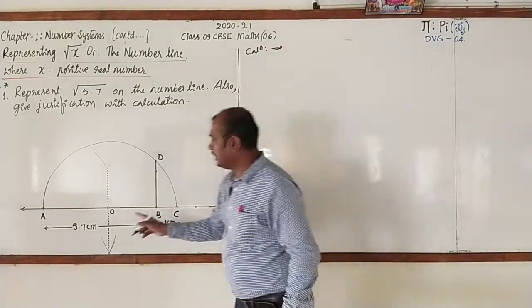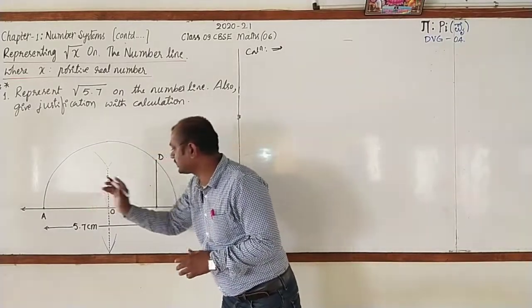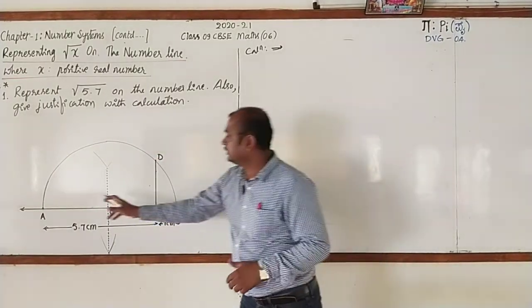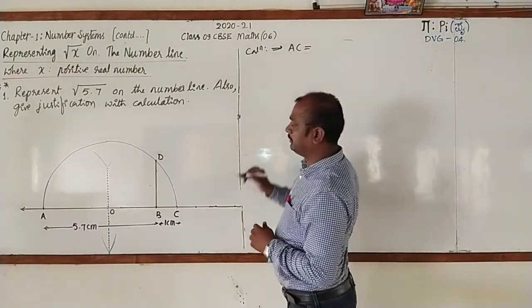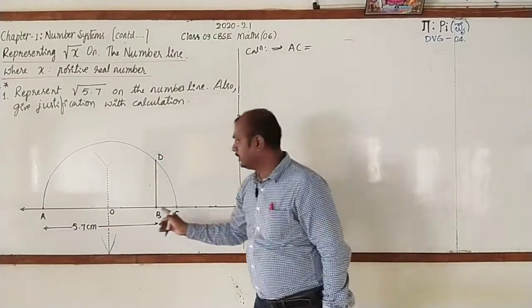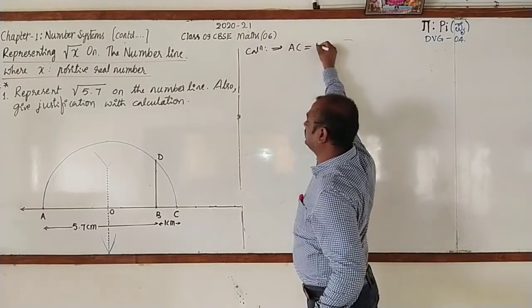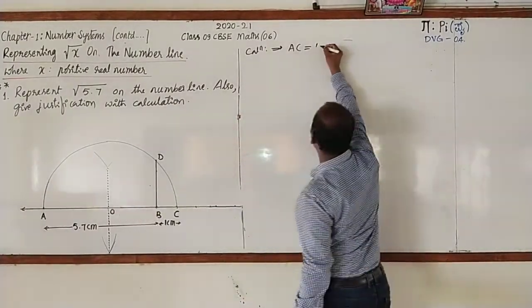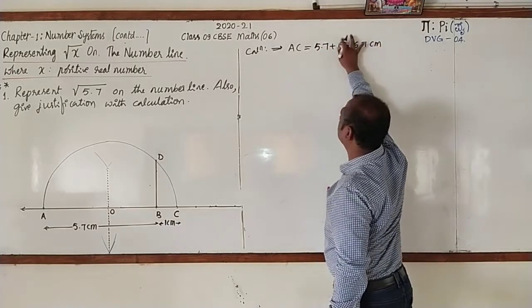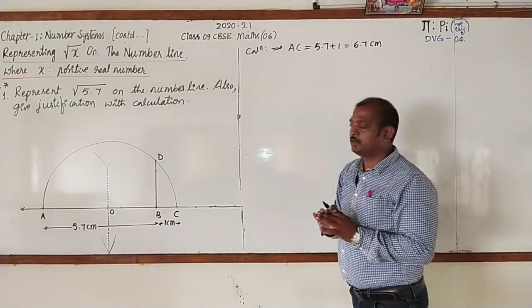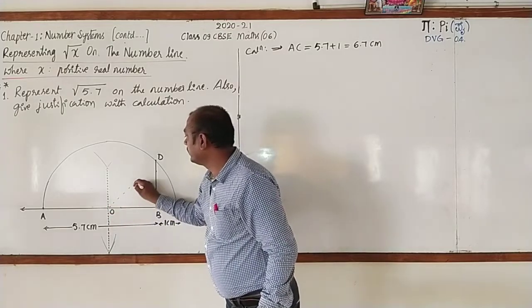Observe this. Here, what do you call AC with respect to this semicircle? AC is the diameter, right? Okay. AC is the diameter. What is the length of AC? A to B plus B to C. I can write AC equal to AB plus BC. It is nothing but 5.7 plus 1 centimeter is equal to 6.7 centimeter. Clear? Next, then what is the length of OD?